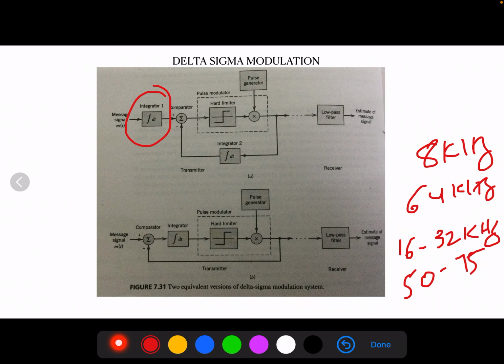So, these are the other methods. There are other methods of converting the analog sources to a digital representation, say for example differential pulse code modulation, etc. So, this is all about the delta sigma modulation.